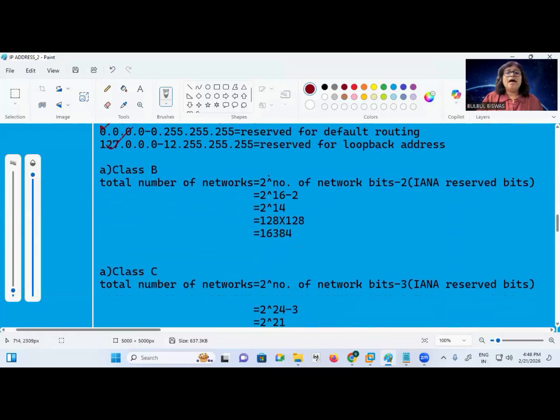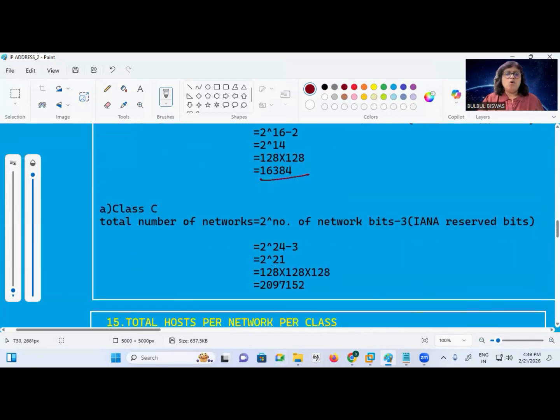Fine. If I go for class B, the same concept, if you want to find the number of networks, so 2 to the power number of network bits, but you have to minus 2 over here because IANA has reserved 2 bits for class B. So you can get 16,384 networks possible in class B. Same thing if you go for class C. In class C also same, 2 to the power number of network bits, but here you have to minus 3 because IANA has reserved 3 bits from class C. So you will get these many networks in class C. Am I clear? Now here is a question. A, B, C, I have found out the networks.